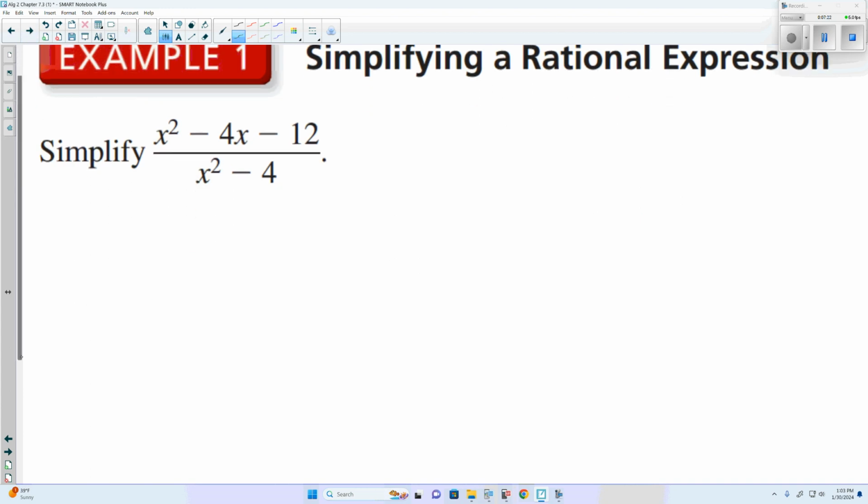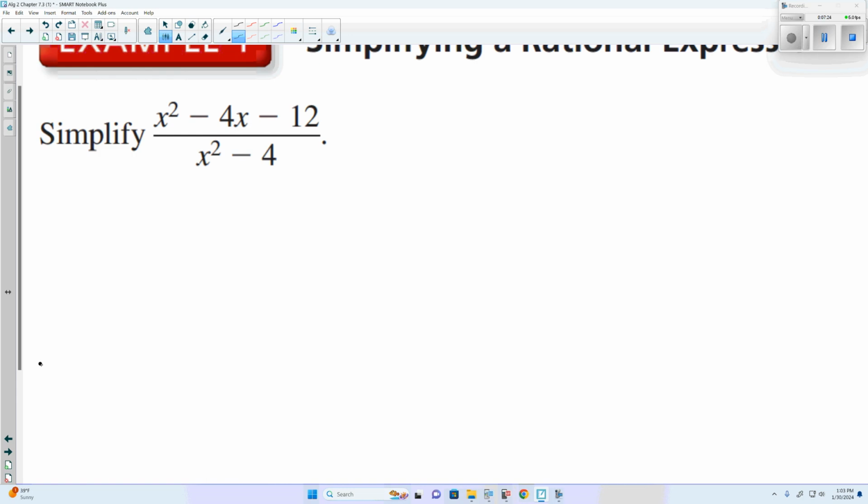Let's look at our next one here. Here we have x squared minus 4x minus 12 over x squared minus 4. Now here we don't have 2 or more things being multiplied together in the numerator or denominator. So what we have to do with these here is factor them down.